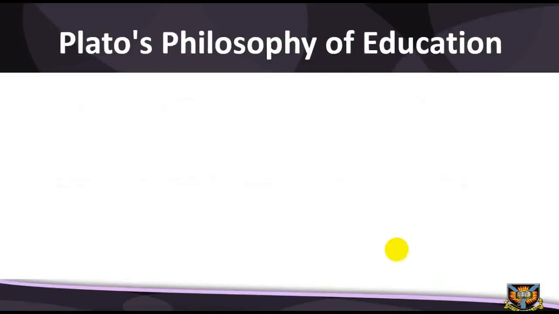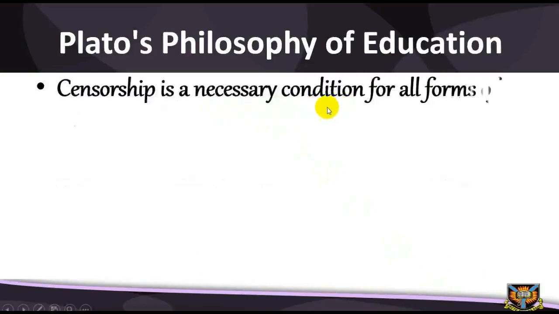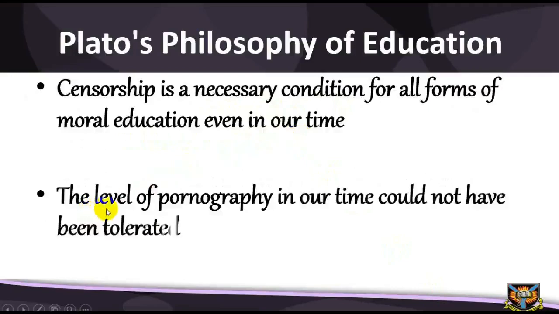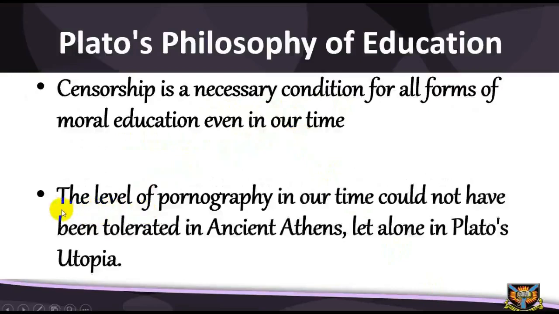Secondly, censorship is a necessary condition for all forms of moral education, even in our time. The criticism leveled against the Homeric epics and Hesiod's stories in the Republic by Plato is to ensure moral rectitude. The level of pornography in our times could not have been tolerated in ancient Athens, let alone in Plato's Utopia. The banning of access to gold and silver to the guardians and soldiers is to avoid corrupting their souls.